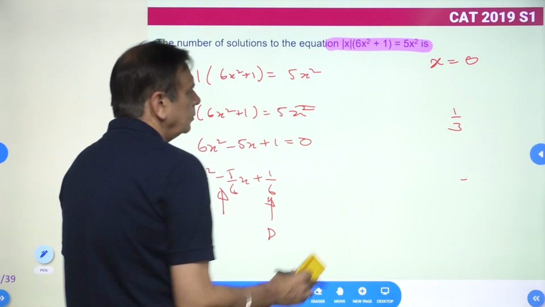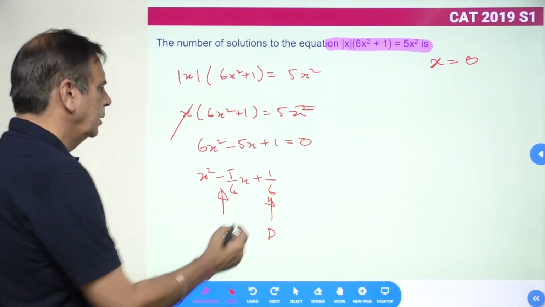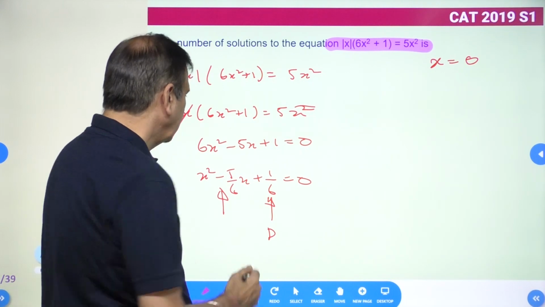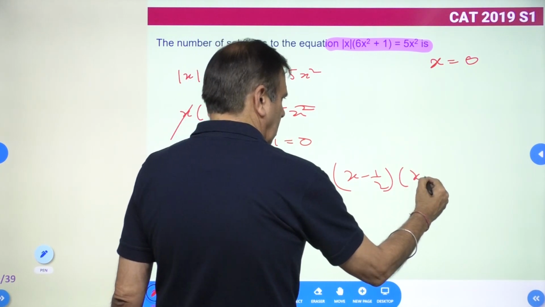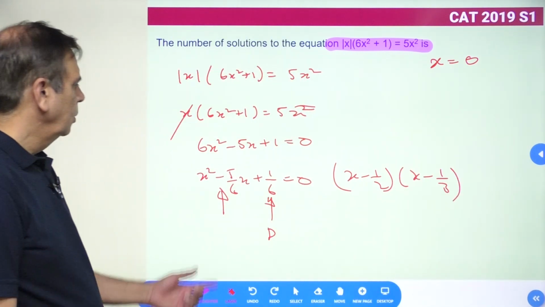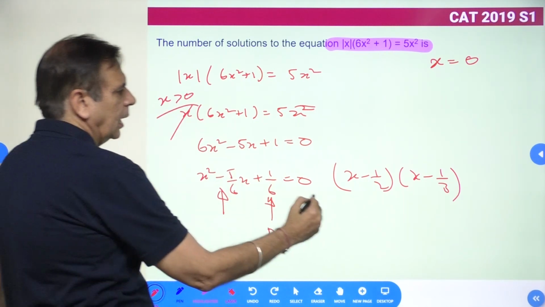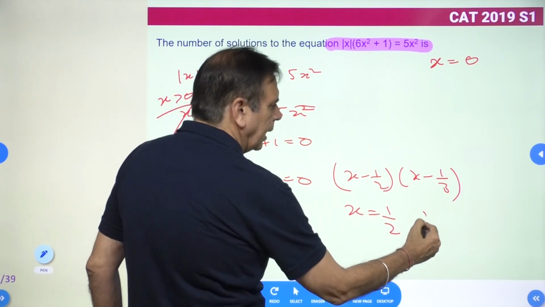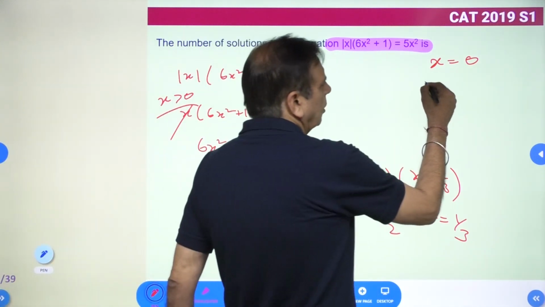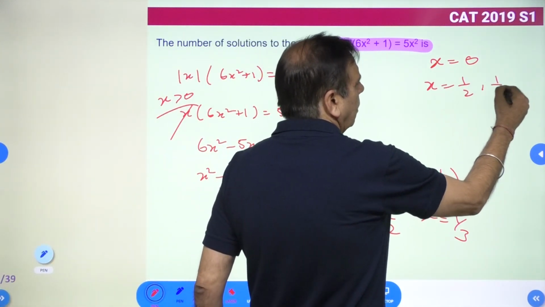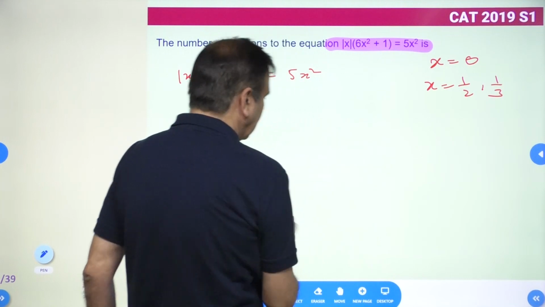So what do we get out here? This equal to 0. So can I write this now as x minus 1 by 3? Remember, we have taken this case as x is greater than 0. That means x is equal to half and x equal to 1 by 3. Both of them are greater than 0, तो कोई problem नहीं है. So next two solutions we got: half and 1 by 3. चलो, let's look at the third or the last case.